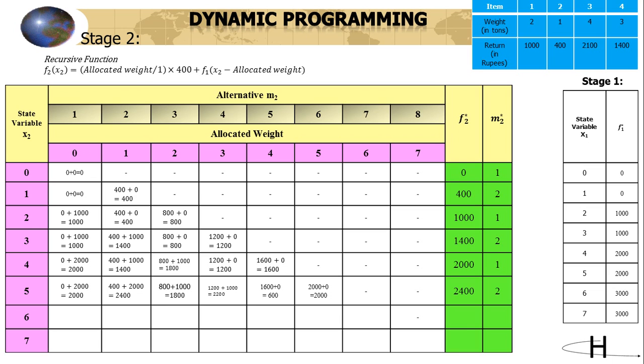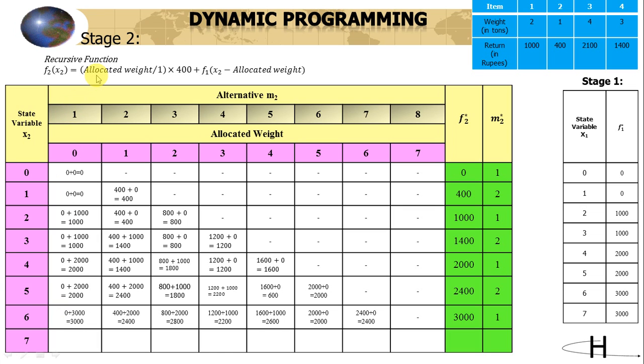Now for x2 equal to 6, the values of recursive functions for the various allocated weights are 3000, 2400, 2800, 2200, 2600, 2000 and 2400. The best value of recursive function is 3000 with respect to alternative 1.